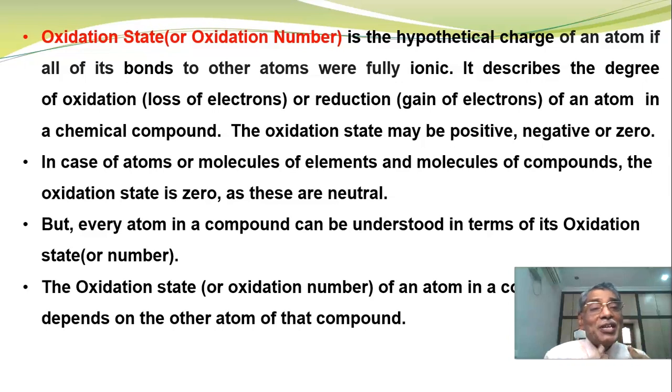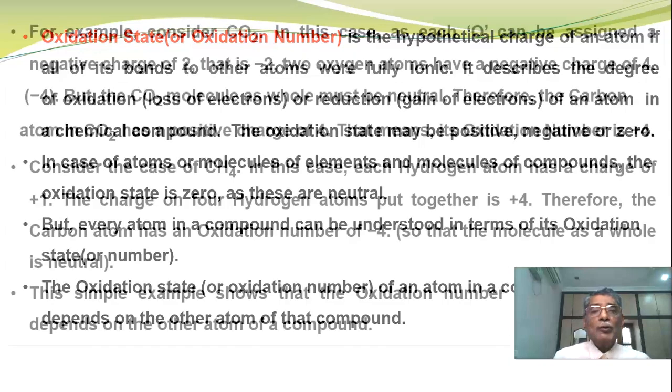The oxidation state may be positive, negative, or zero. In case of atoms or molecules of elements and molecules of compounds, the oxidation state is zero, as these are all neutral. But every atom in a compound can be understood in terms of its oxidation state or oxidation number. The oxidation state of an atom in a compound also depends upon the other atom of that compound.